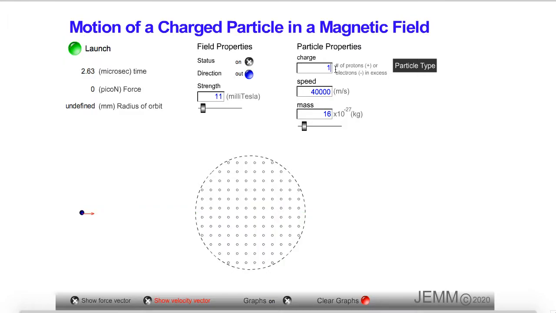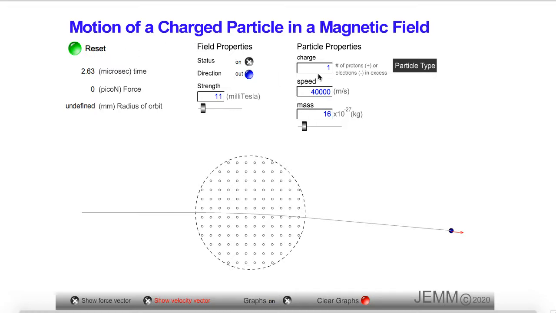Next, let's add a charge. We'll make it a positive charge. So this particle is an ion. And let's see what happens. Notice the charged particle no longer travels in a straight line. It's deflecting from a straight line. According to Newton's first law, an object's motion will no longer be in a straight line. It'll change when there's a force. And so this magnetic field produced a force that caused the particle's path to change.